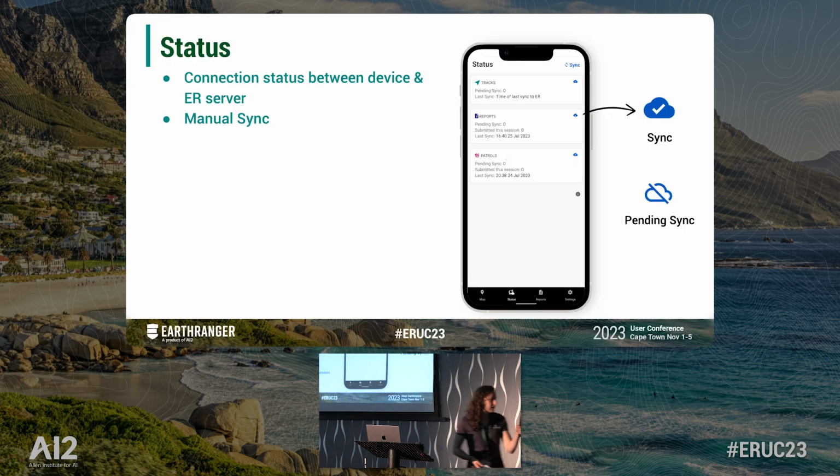And I'll pass it off. Yeah, so another important view that you should consider is the status view, which displays the collection information and gives the user a lot of valuable information about your session. It's basically the information about the connection between the device and the ER server. It provides different sync status for tracks, reports, and patrols, pending sync counts for each of those, what was the last time that each of those synced, and which were submitted in that particular session.